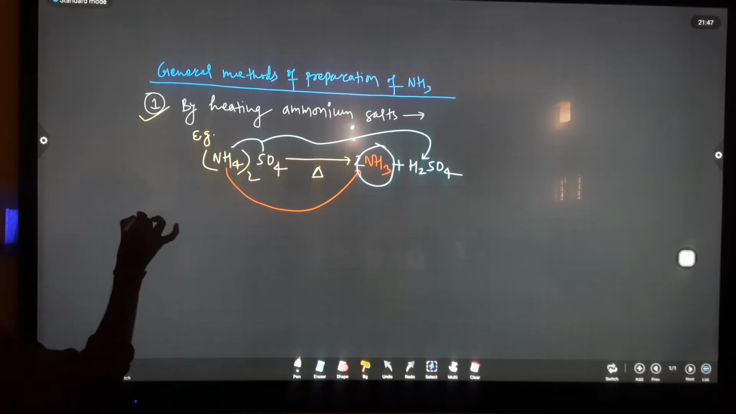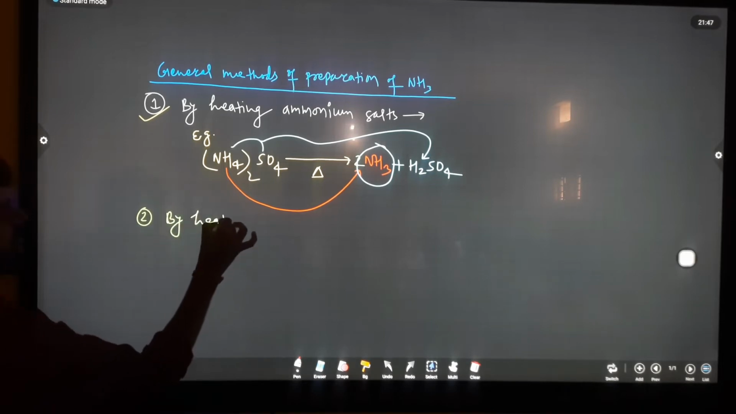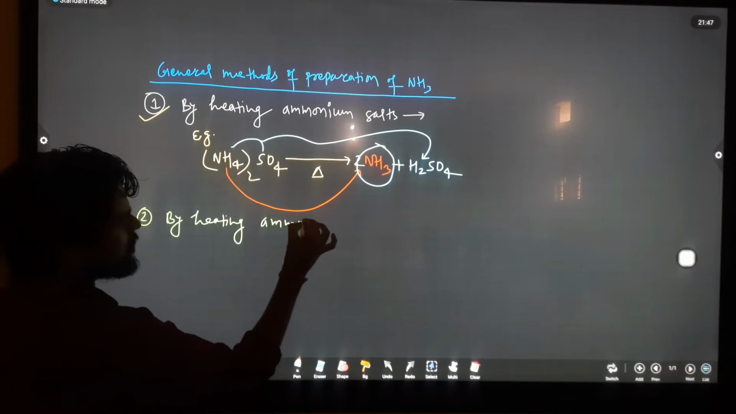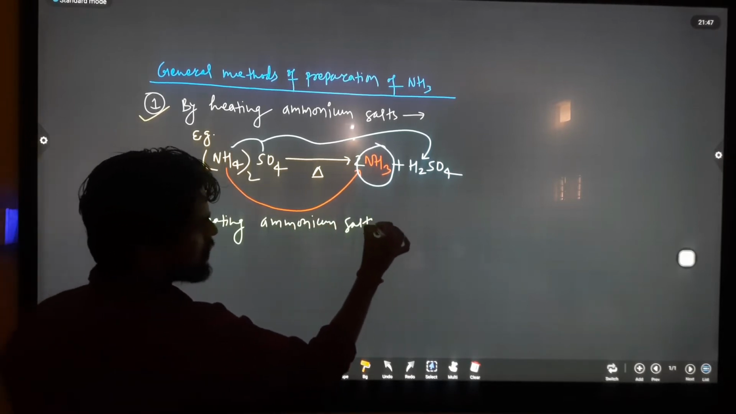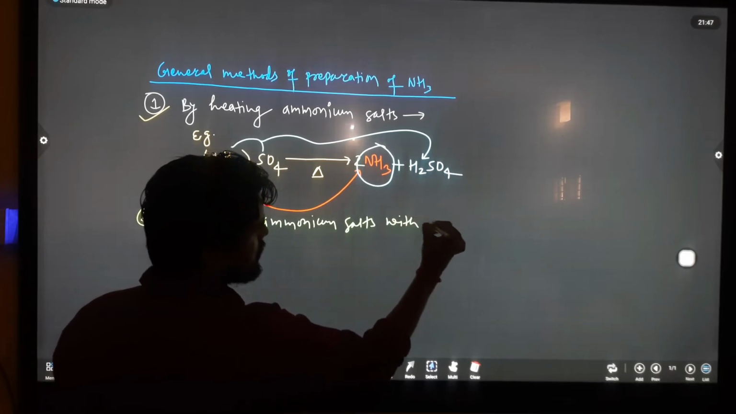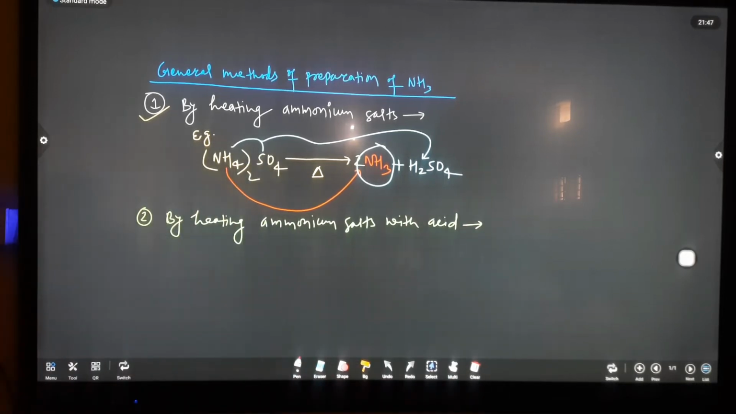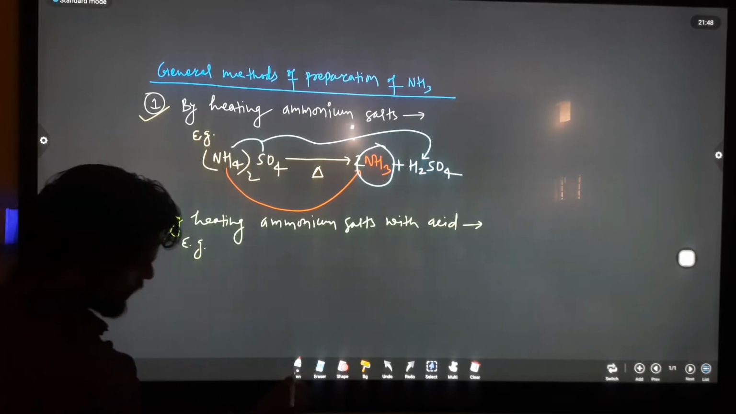Method number 2, by heating ammonium salts with acid. Like for example, I'll write the reaction here.